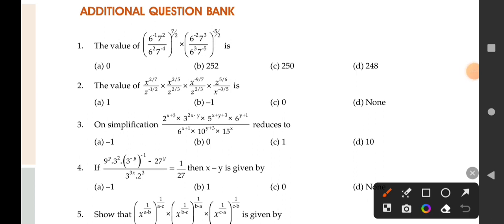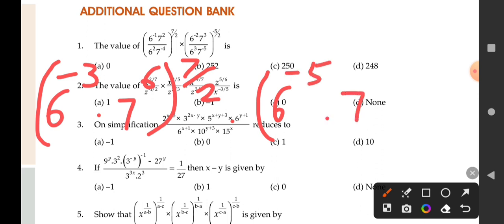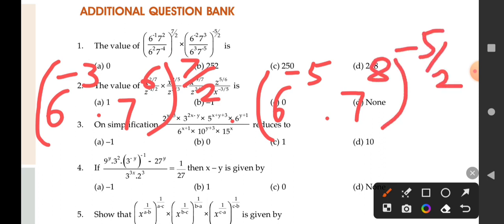Simplify the equations. Let's take all the 6 powers on one side and 7 powers on the other side. So, what do we get? 6 power minus 1 minus 2 minus 3 into 7 power 2 plus 4, 6 whole power 7 by 2 into brackets 6 power minus 2 minus 3 is minus 5 into 7 power 3 plus 5, 8 divided by minus 5 by 2. Again, 6 powers on the left hand side. So what do we have?